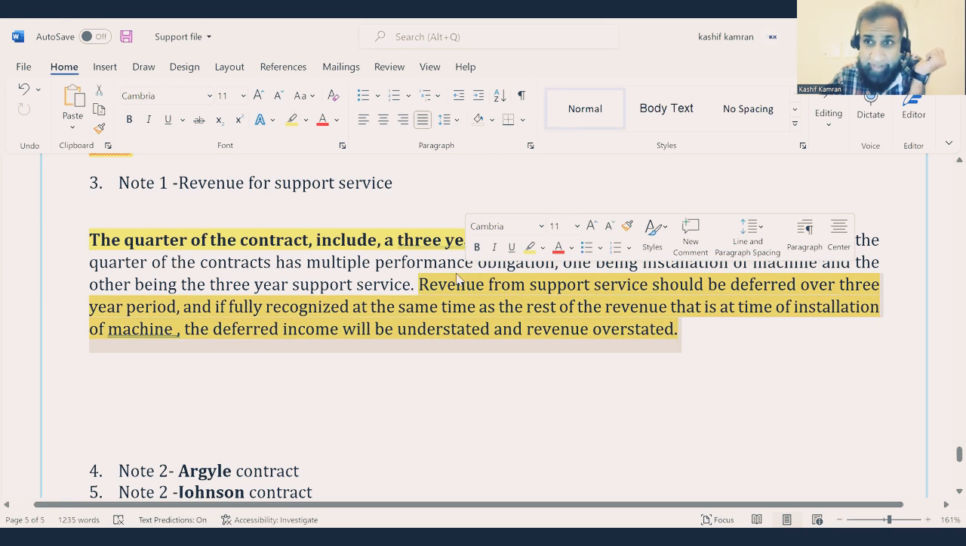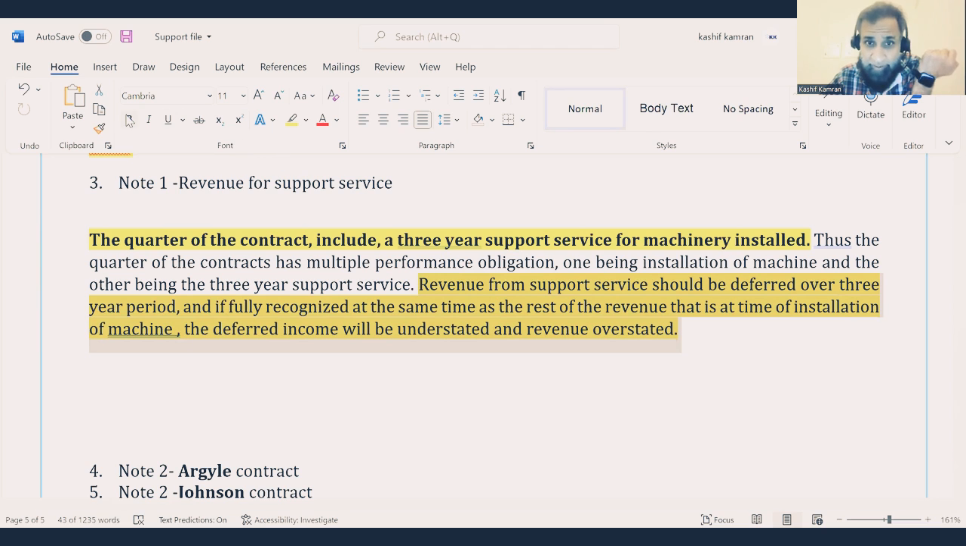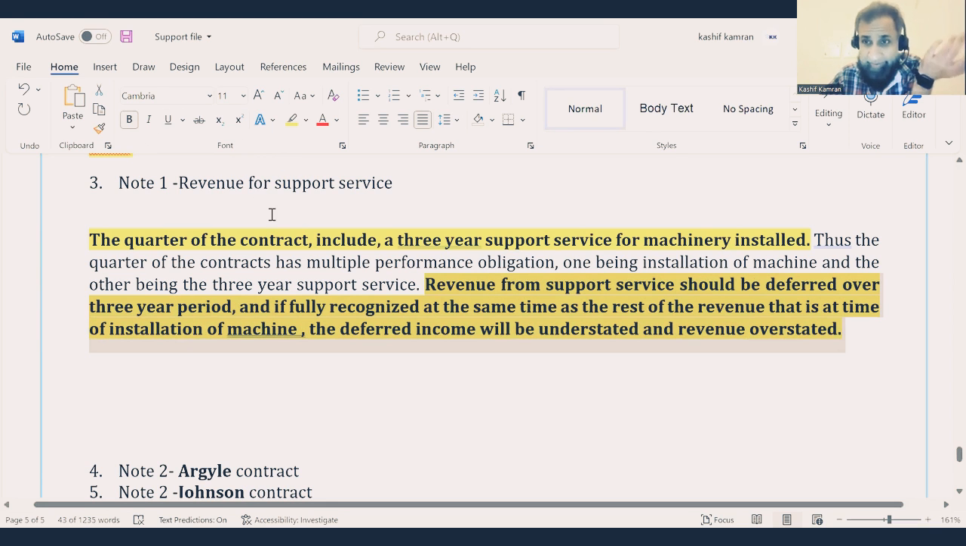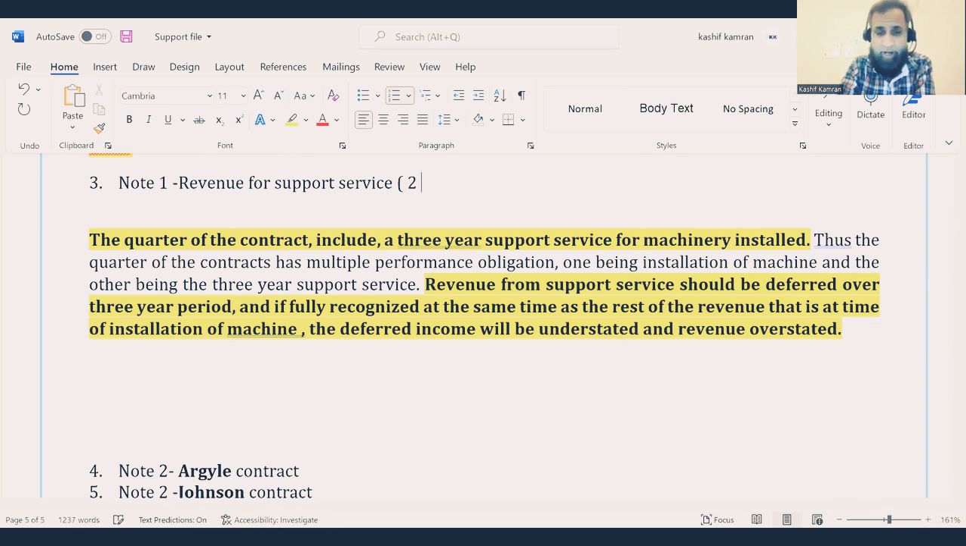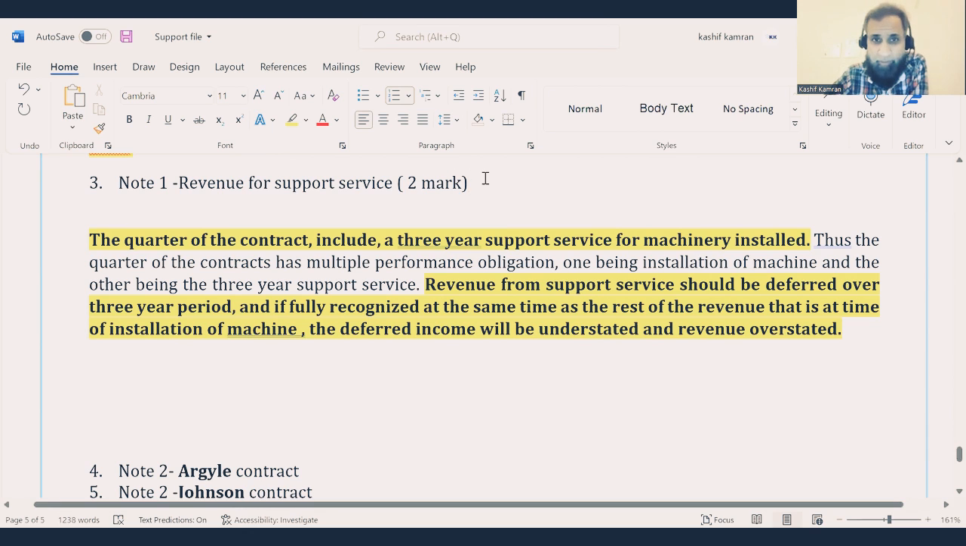Do we have any materiality here? No. Can we calculate materiality here? No. So the maximum number of marks we will be fetching here is 2 marks because there is no materiality calculation here. So the maximum number of marks is 2.